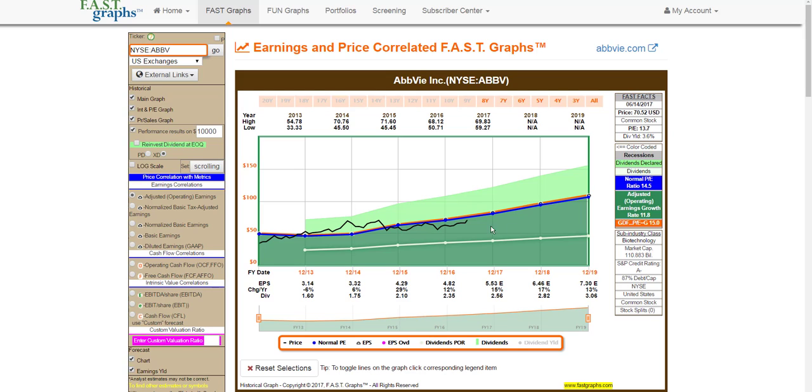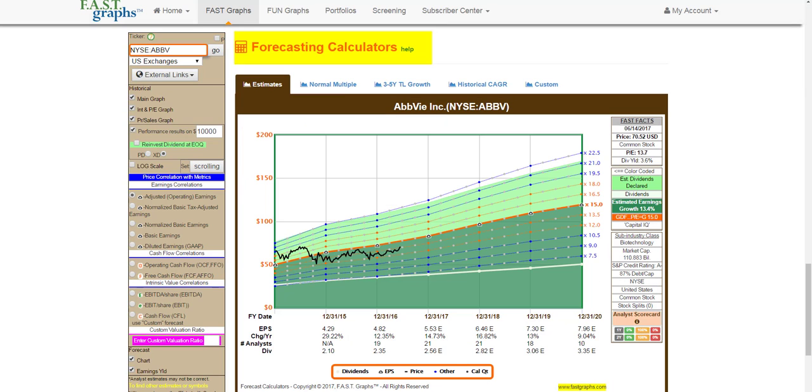But I think the real key is, what about the future? I think the stock is reasonably valued right now, even attractively valued in today's rather highly valued marketplace. So let's look at what the future holds. FastGraphs provides several forecasting options in looking at the stock. So I'm looking at operating earnings here. And at the bottom, you see the number of analysts listed.